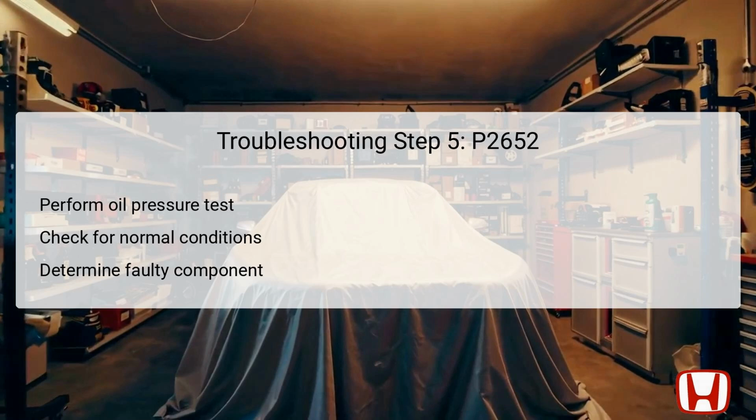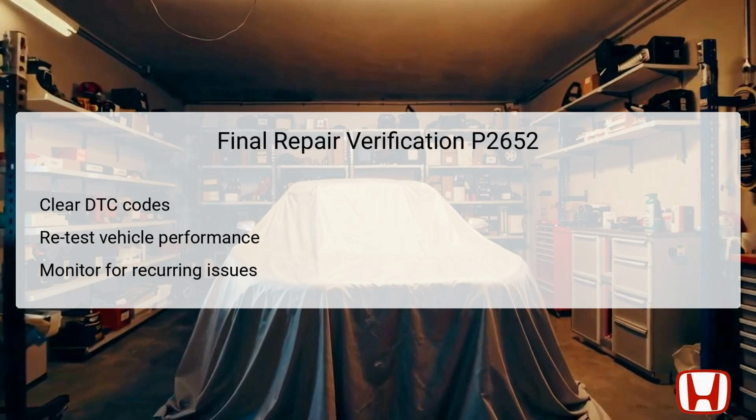Conversely, if the pressure exceeds the defined thresholds, there may be issues with other related components, prompting a more in-depth investigation into the rocker arm oil control valve and associated circuits. Once repairs or replacements are made, it's essential to conduct a final verification process, ensuring the DTC has been effectively resolved. First, clear the DTC codes from the PCM using HDS, followed by performing a comprehensive retest.